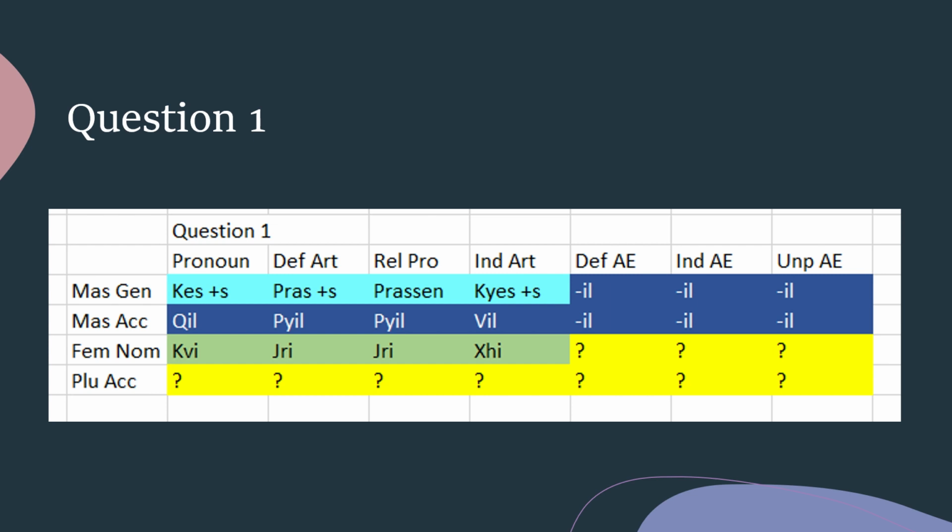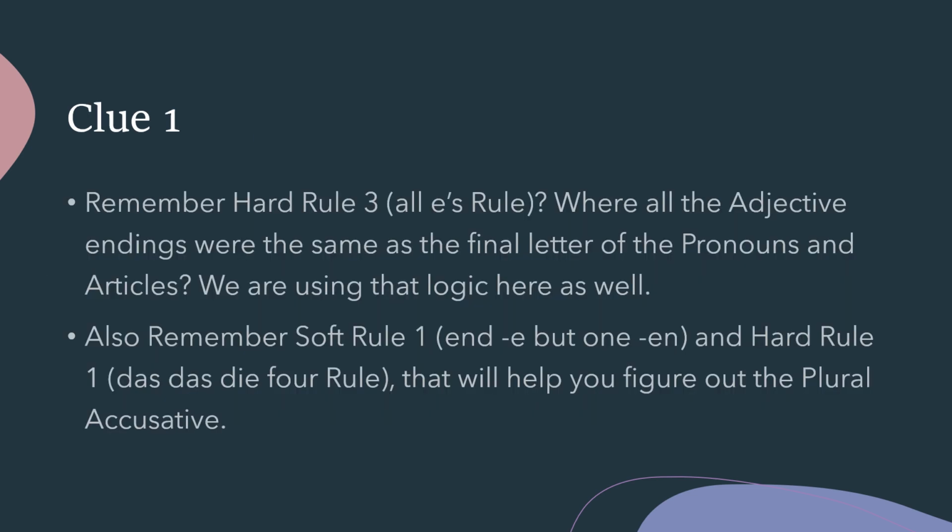So I'll give you a second to try and figure it out before we move on. I'll pause it. I'll let you pause it, and then we'll move on. So 3, 2, 1. Here's the clue. We're not going to go over the answer yet. Here's the clue. Remember hard rule 3, the all ease rule, where all the adjective endings were the same as the final letter of the pronouns and articles? We're using that logic here as well.